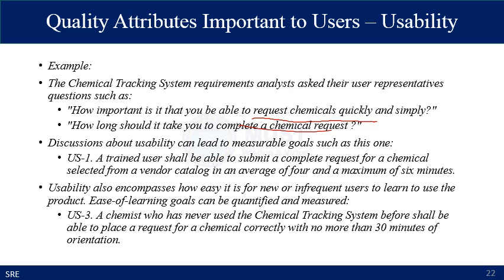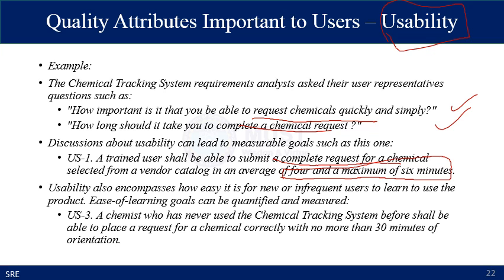So about the discussion of the usability of these requirements, there should be some measurable goals to measure the outcome of the requirements. For example, a trained user shall be able to complete a full request for a chemical selected from a vendor catalog in an average of 4 and maximum of 6 minutes. So if your user is able to achieve this requirement, you can say your system or your product is usable to the users.